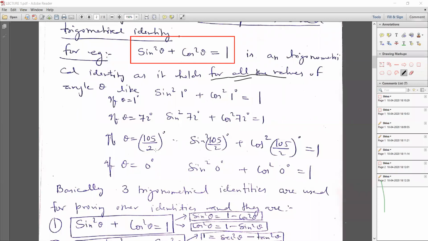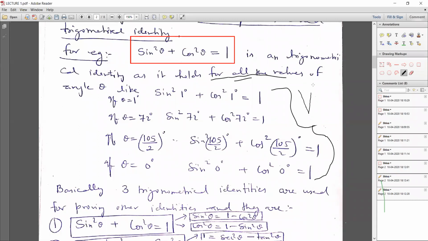If I take theta equal to 105 upon 2 degree, suppose, then also the equation holds for that particular angle. That is sine square 105 upon 2 degree plus cos square 105 upon 2 degree, then also the result will be 1. If I take the value theta as 0 degree, then sine square 0 degree plus cos square 0 degree is equal to 1. It is true for all the values.